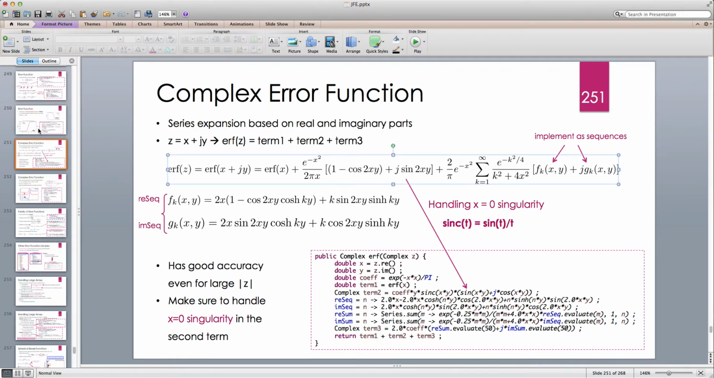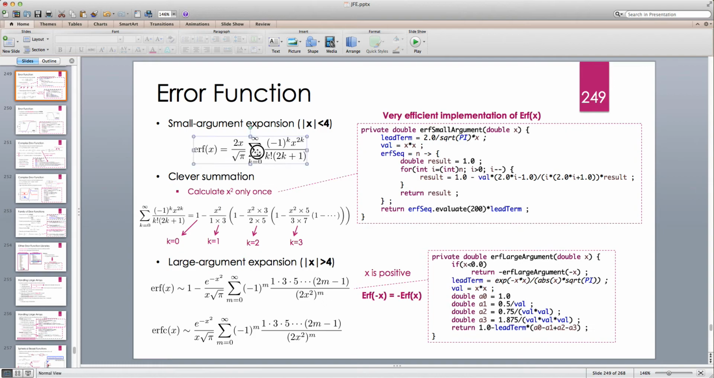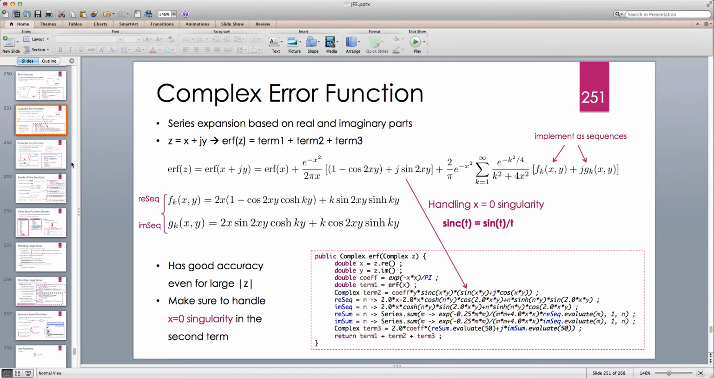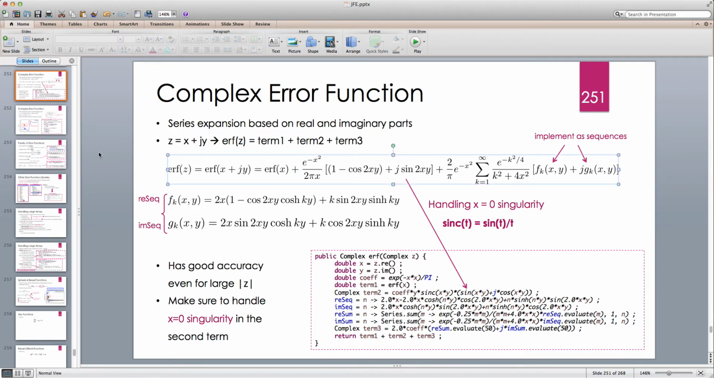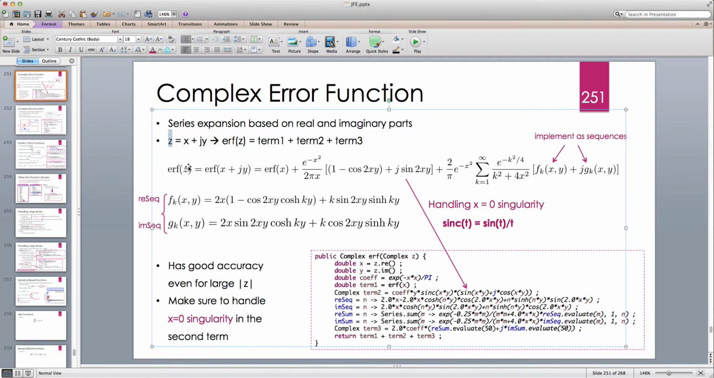We cannot use basically this series that we used for real numbers to calculate the complex numbers. If you recall, in the Bessel function, we could in fact use that series, but here I'm not using it. I'm using this expression, which has better efficiency and more accuracy. So how does it work? We write z, if z is our argument, which is a complex number x plus jy.